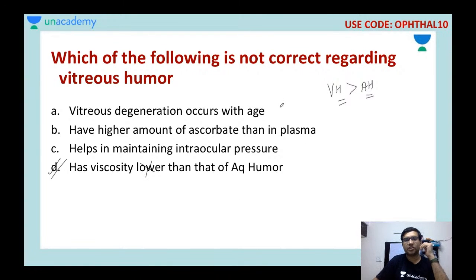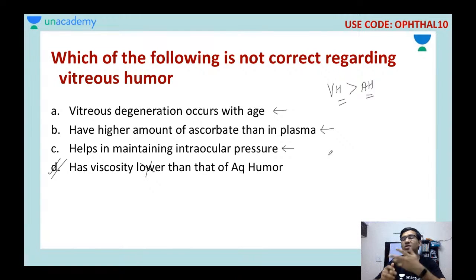And let's see all other options. Vitreous degeneration occurs with age. This is definitely a correct option. Have higher amount of ascorbate than in plasma. That is also correct. And helps in maintaining the intraocular pressure. That is also correct. Remember, both the vitreous humor as well as the aqueous humor basically constitute the intraocular pressure. Remember, the aqueous humor has more dynamics as compared to the vitreous humor.